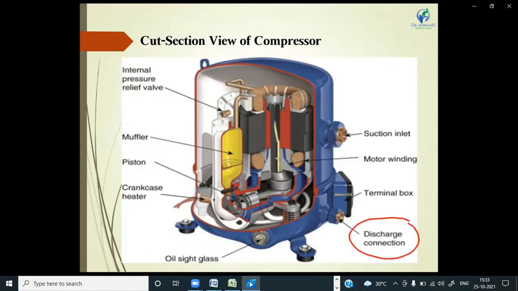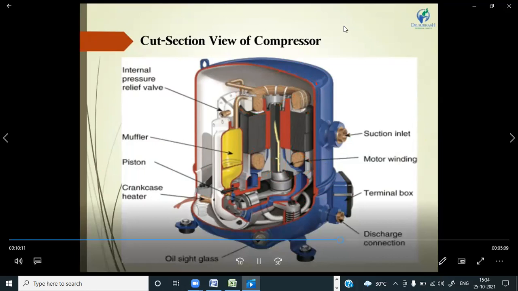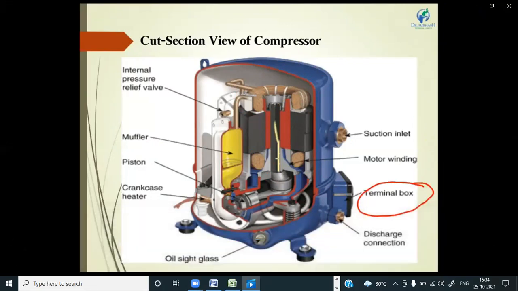Discharge connection, this is the discharge from the compressor, and this line is a suction line where the refrigerant comes in, and there is an outlet for the refrigerant. This portion is a motor winding core, which produces a magnetic field when we give it electricity. This is the terminal block where we give electricity as phase, neutral and earthing to the compressor for the working of the compressor.